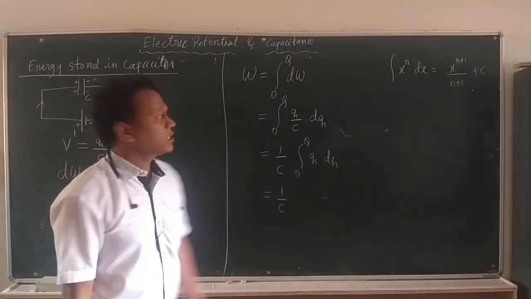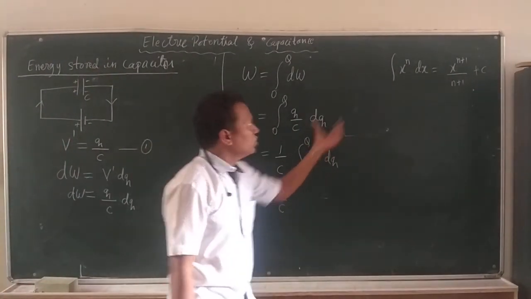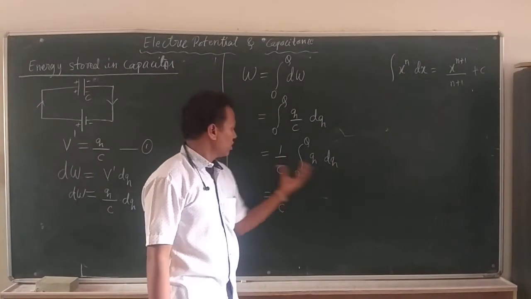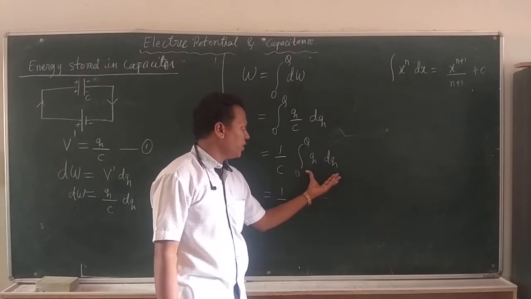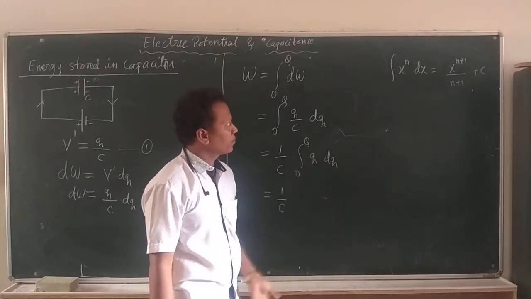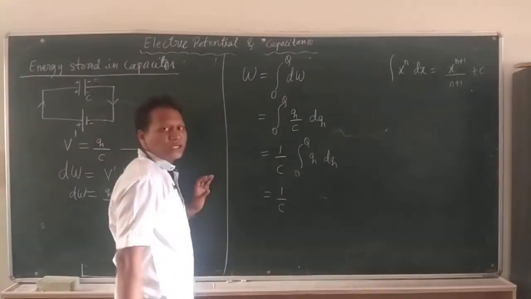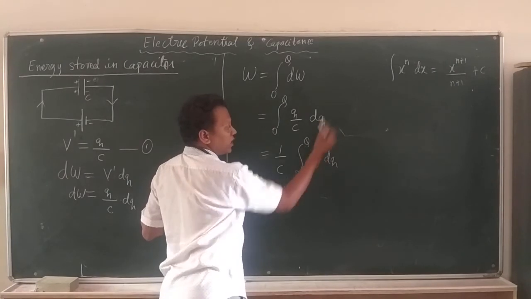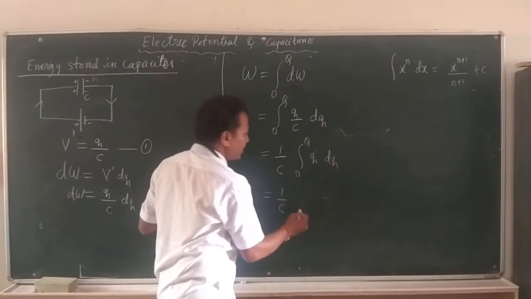You may ask me, where have I done that? Because here I have a term which is very similar to this form. Isn't it? Check it out. Keep 1 by c outside and just look at the integral of q into dq from 0 to q. Isn't it the same thing? Right? So just apply it. What do you mean by x raised to n? Here in the place of x I have q. In the place of n I have 1. In the place of dx I have dq. Just integrate it.